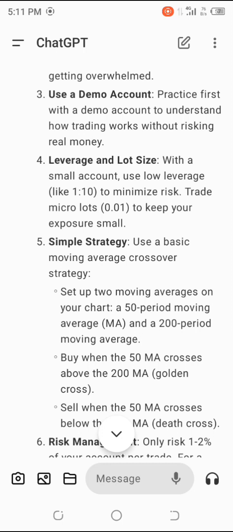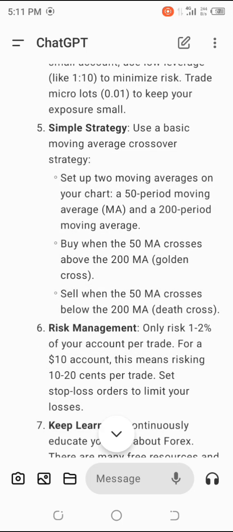One of the benefits of using low leverage is that even when you are greedy and you want to open multiple positions or a big lot size on that $10 account, the leverage amount you are using will restrict you from opening the trade. Alright, it said I should trade micro lots, which is 0.01, to keep my exposure small. This is beautiful. It started with trading psychology, and here it's talking about risk management.